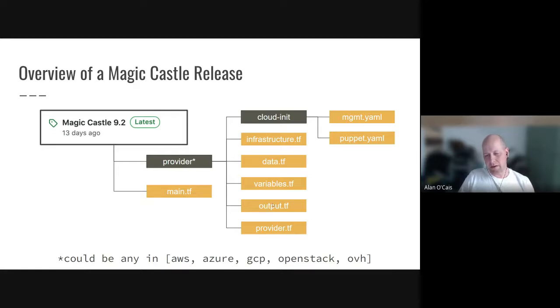It has some files, a good few of which are common across the different providers. But basically, the main file that anybody who uses the release of Magic Castle will work with is main.tf. TF is the Terraform file extension. Especially if you're only starting out with Magic Castle, you wouldn't really touch anything underneath the provider folder. The only thing you would really interact with is the main.tf file, and that's what we're going to look at today.